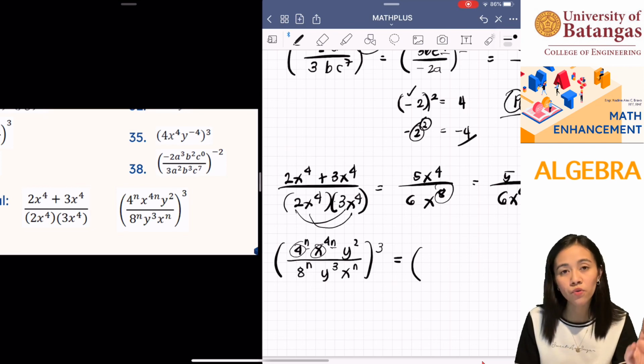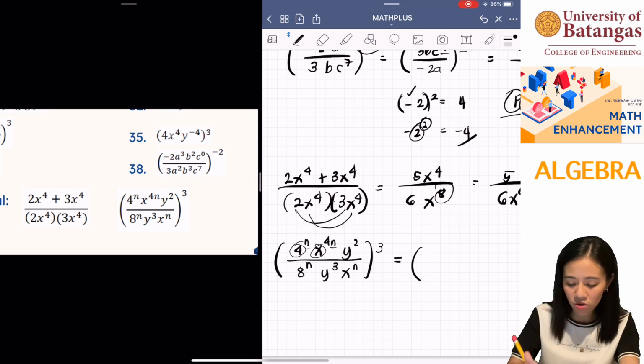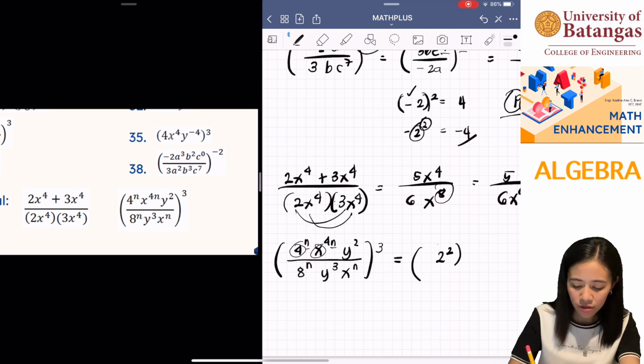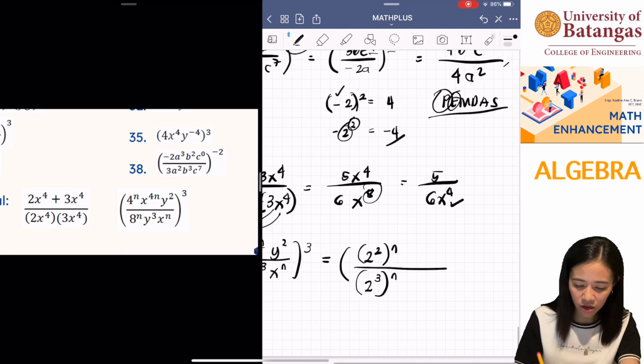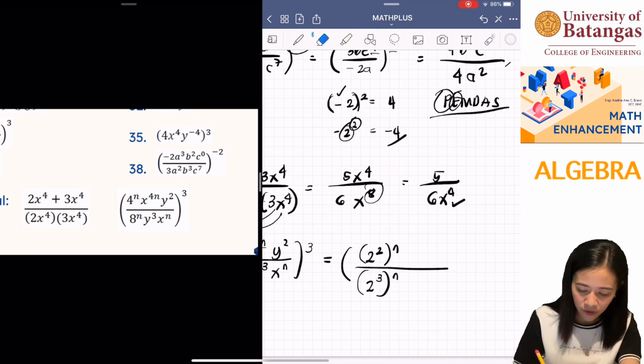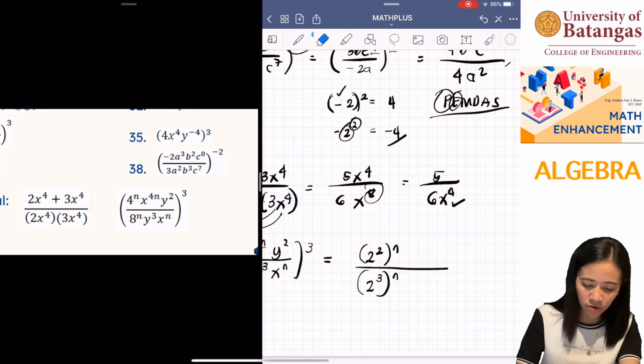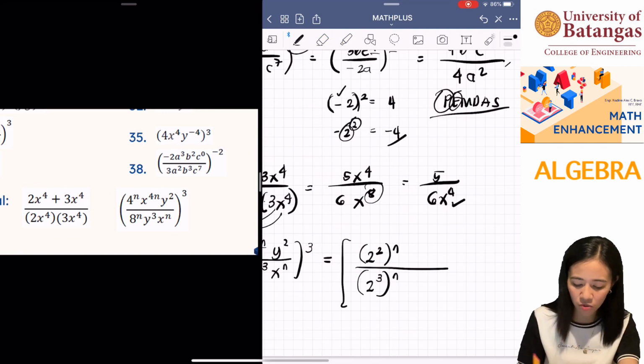So, the 4 and 8: 4 I can write as 2 squared, quantity raised to n. Then the 8, I can write as 2 cubed. Di ba? That's 8. Then, quantity raised to n ulit. Okay, let me correct this. This time it should be a bracket, kasi may parenthesis ako sa loob.